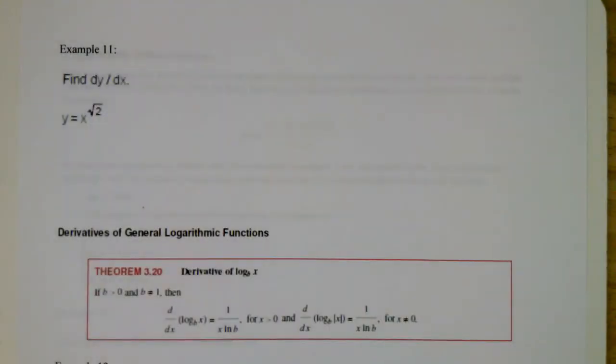All right, here's another example of that. This one has a square root in it. y is equal to x to the square root of 2. And here I want to take the derivative of that.